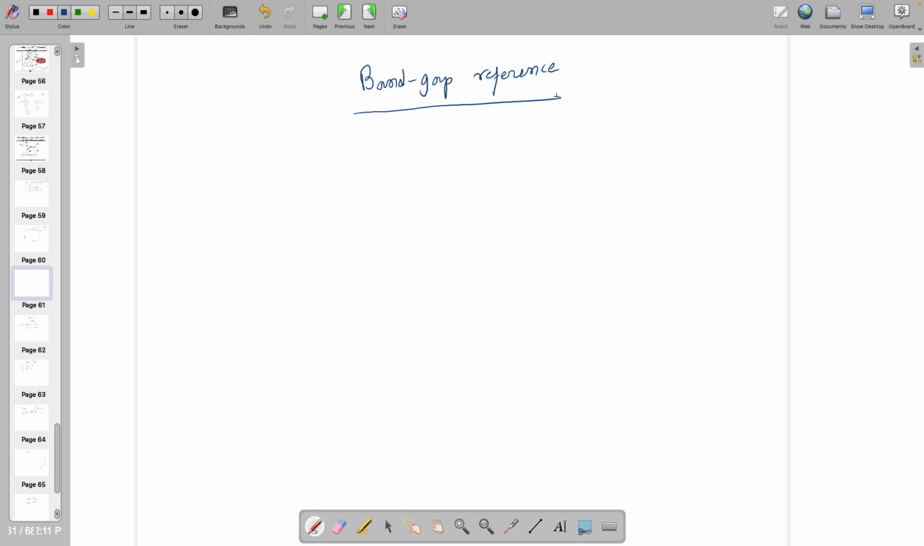This is a very simple one, not complicated. However, designing requires some care. I'll try to cover it at the end if possible, right? But before that, what does a band gap reference do? It's very important to know the band gap of silicon. Do you know what is the band gap of silicon? 1.12 electron volt, right? So this circuit is the one.